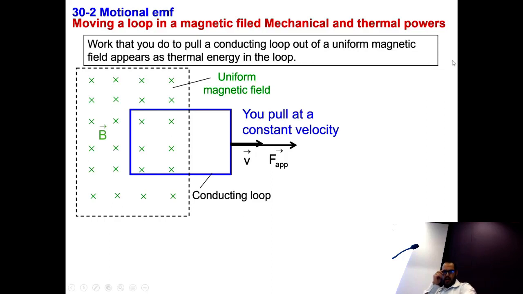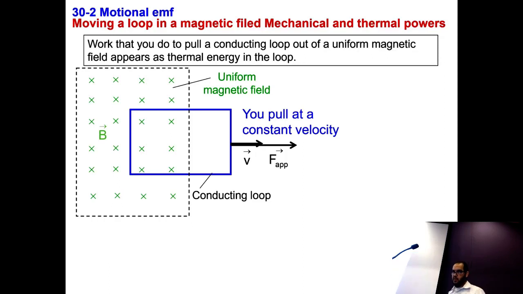All right. So now, we want to determine the work that you will do to pull a conducting loop out of a uniform magnetic field. Well, the work appears as thermal energy in the loop. So we will see that if you apply an external force, this is a magnetic field here. This is a loop. The magnetic field is only on this part, and you're going to pull this loop out of it. When you pull this loop, the amount of work you're going to do is going to convert into thermal heat in this resistance. So we assume this is like a resistance. It will show up as a resistance in the circuit.